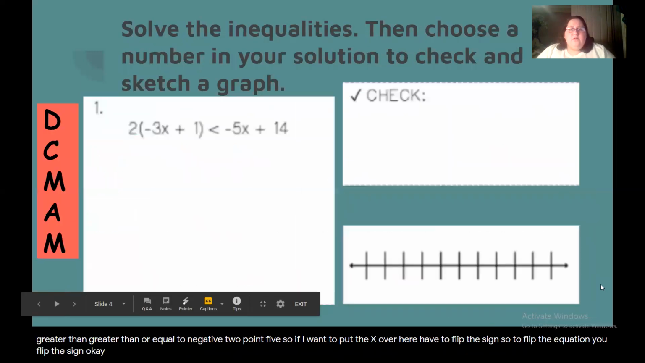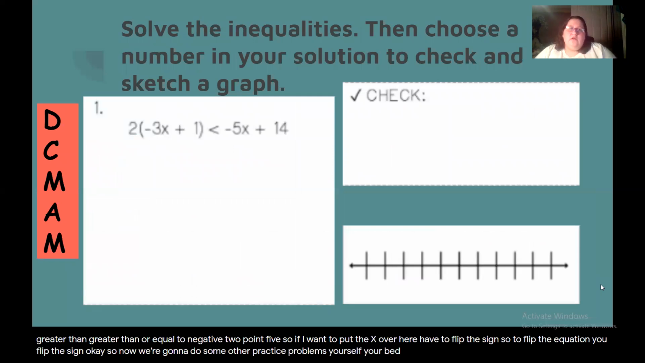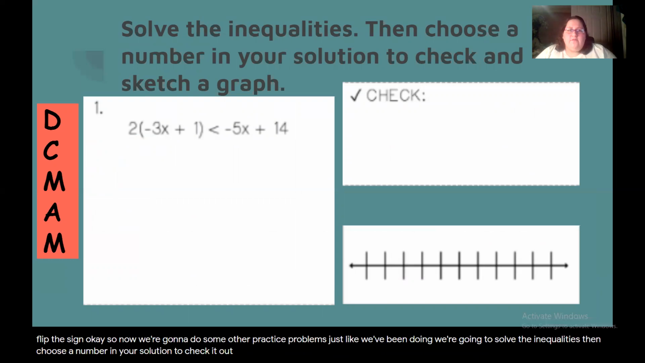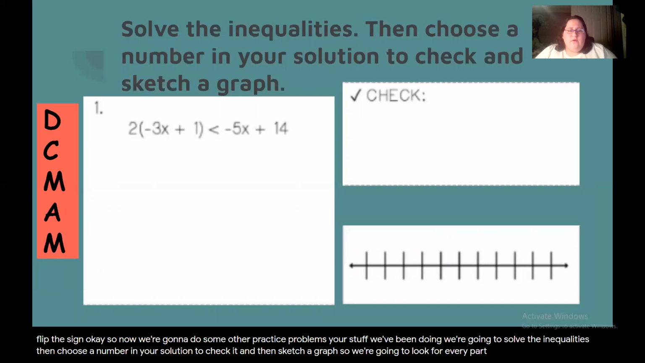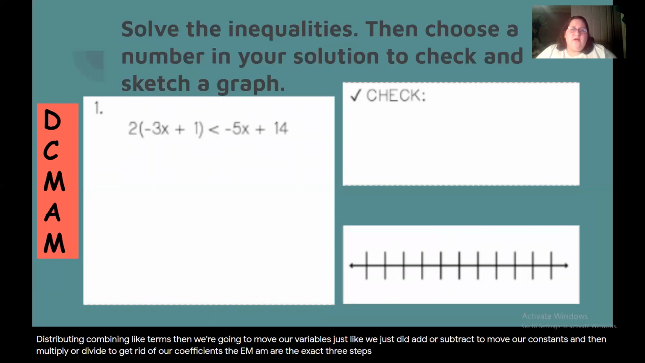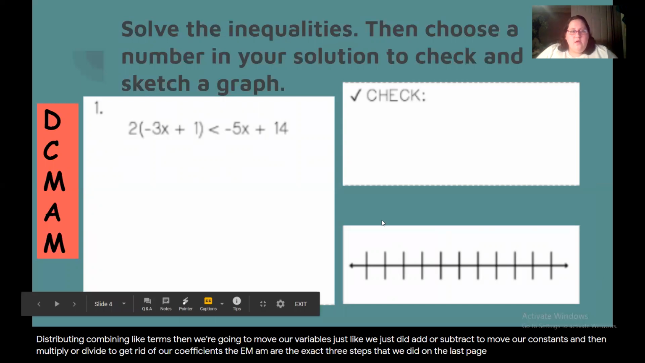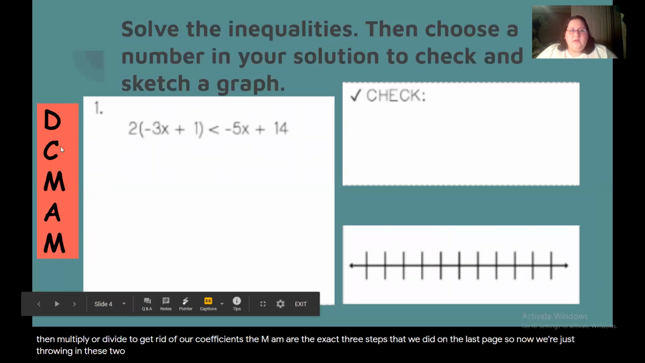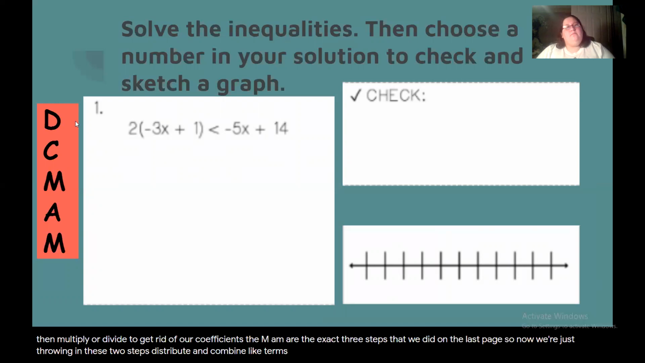Okay. So now we're going to do some other practice problems just like we've been doing. We're going to solve the inequalities, then choose a number in your solution to check it, and then sketch a graph. So we're going to look for every part. We're going to look for distributing, combining like terms. Then we're going to move our variables, just like we just did, add or subtract to move our constants, and then multiply or divide to get rid of our coefficients. The MAM are the exact 3 steps that we did on the last page. So now we're just throwing in these 2 steps, distribute and combine like terms.